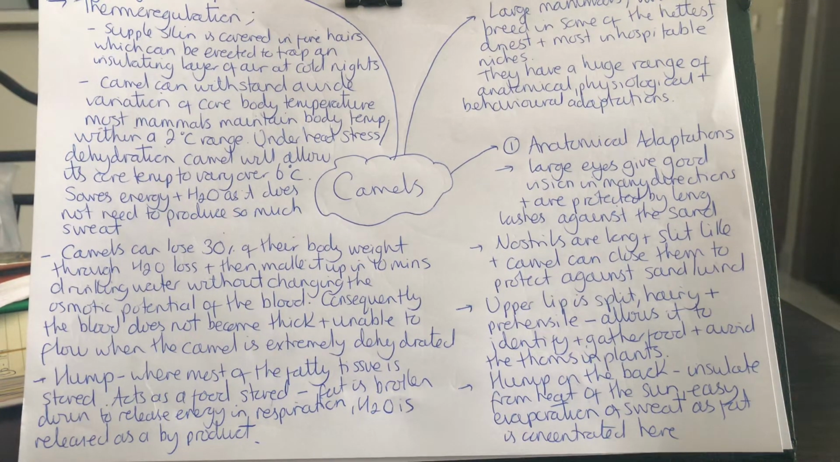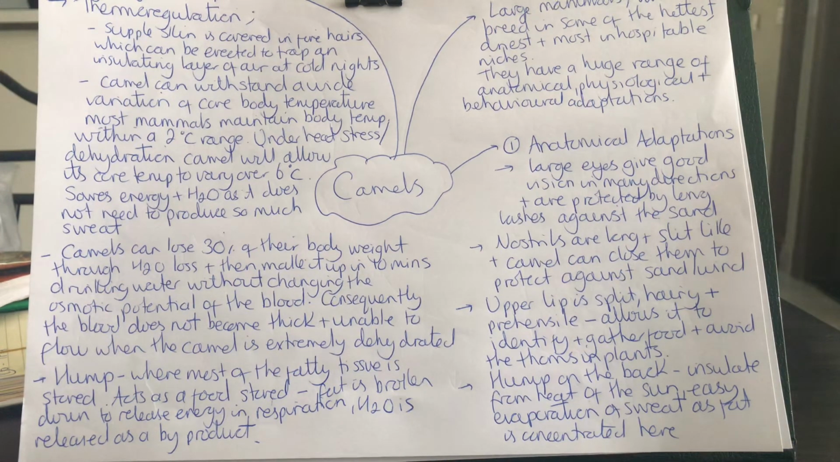A camel can withstand a wide variation of core body temperature. What that means is most mammals will maintain their core body temperature within a 2-degree window. So if it drops more than 2 degrees or rises more than 2 degrees, that is a real issue. In ideal situations, a camel would also have that similar range. However, the situations are not always ideal in its environment. So under heat stress, or if the camel is particularly dehydrated, then it can allow its core temperature to vary over 6 degrees. So again, it can either decrease by 6 or more likely increase by 6 degrees.